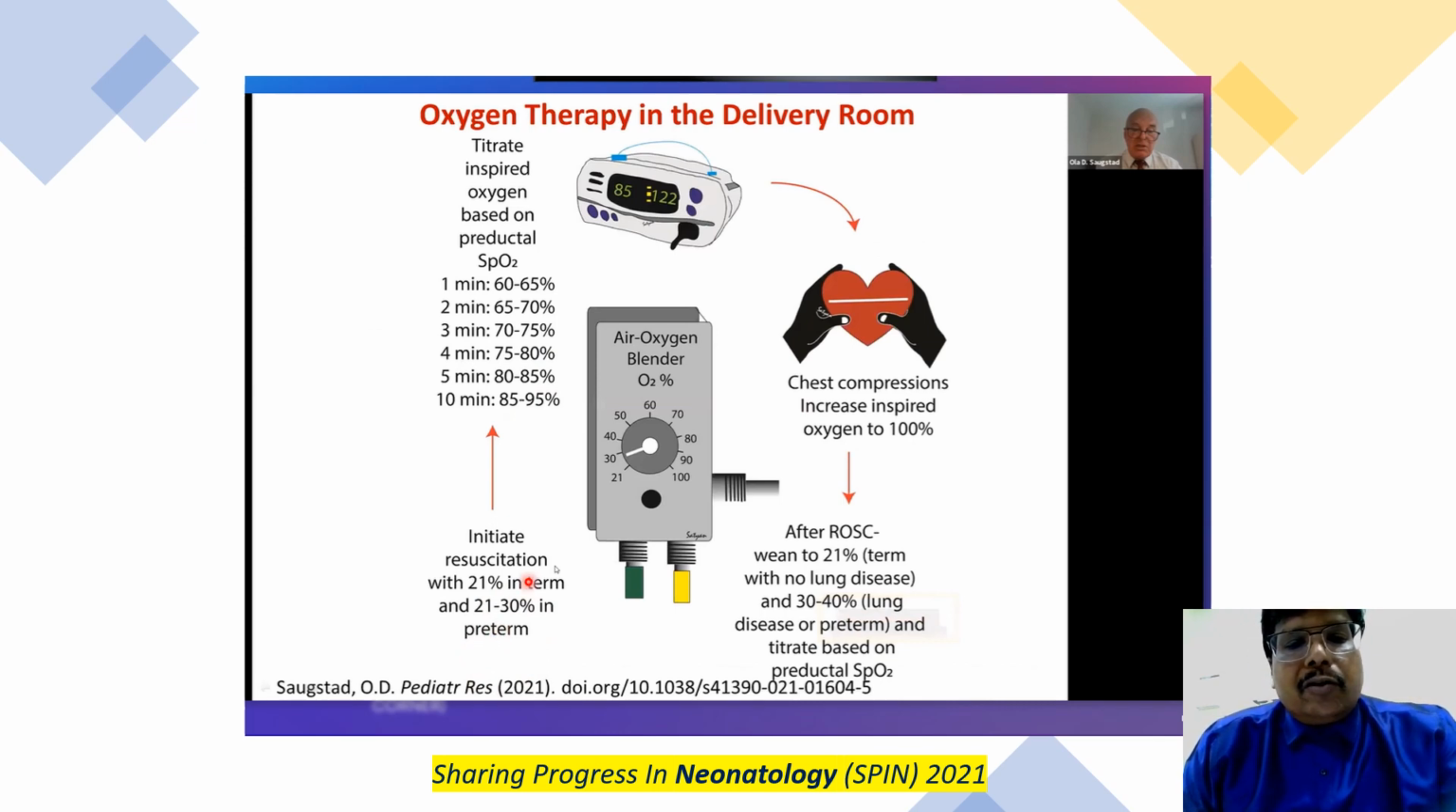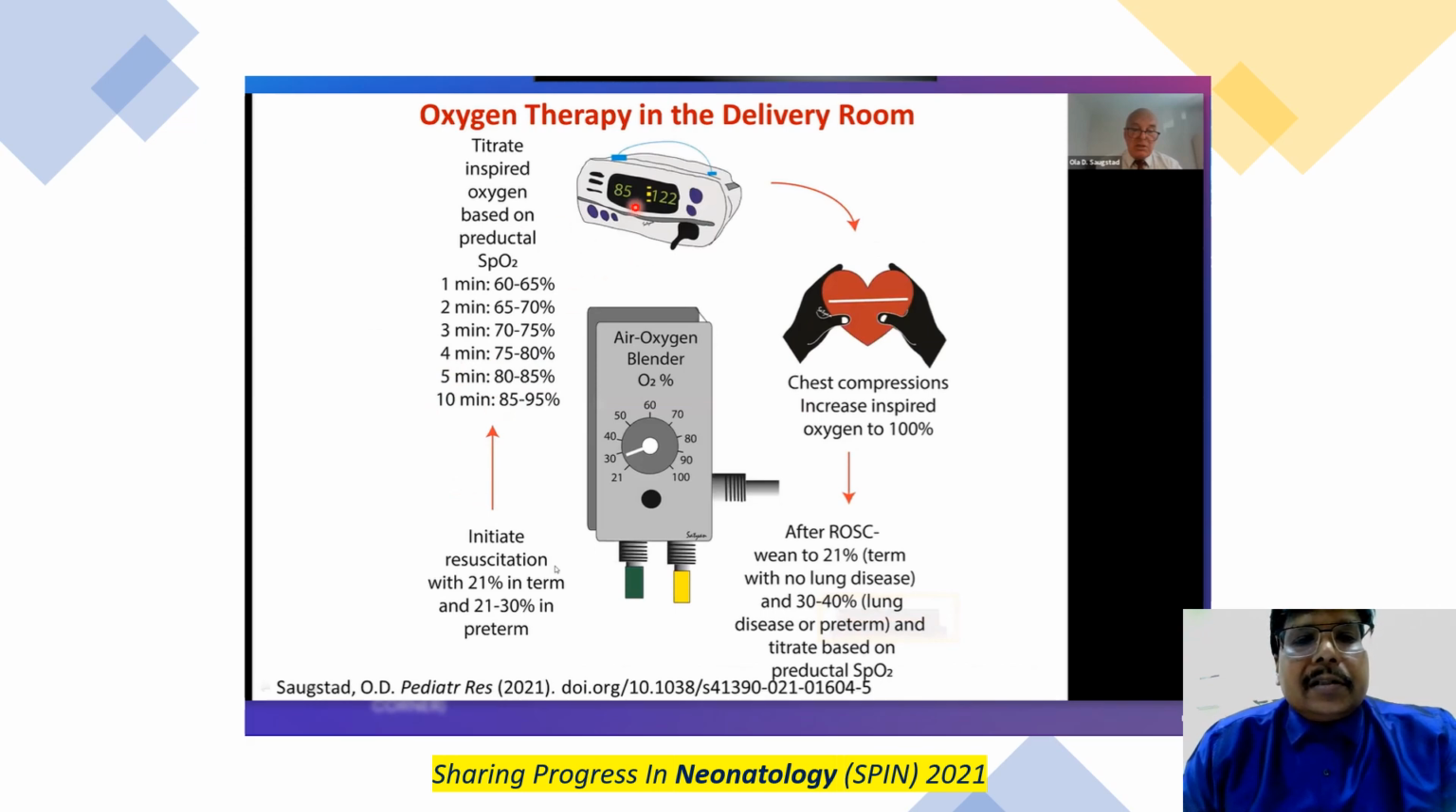We start with room air, 21%. 21% means it's the room air. Okay, 21% oxygen is present in the room air, the air we breathe. That is at sea level. 20 to 30% oxygen is started with all preterm babies, and then titrate the inspired oxygen based on the preductal SpO2.